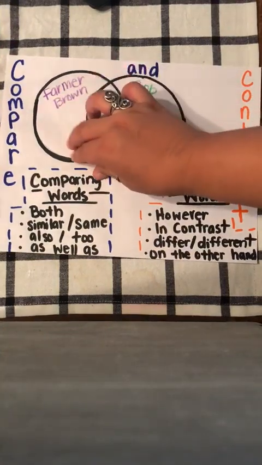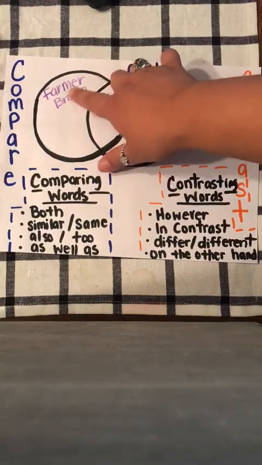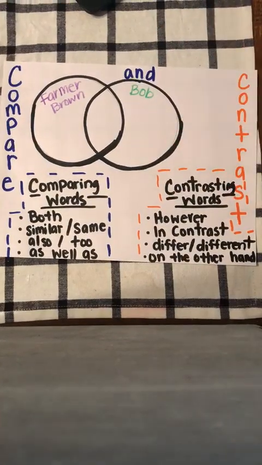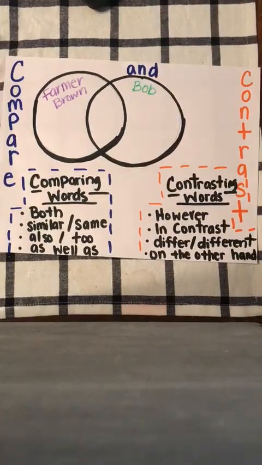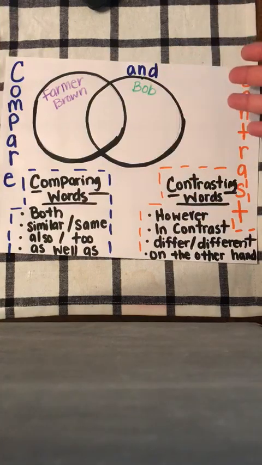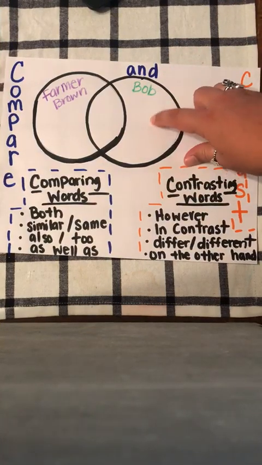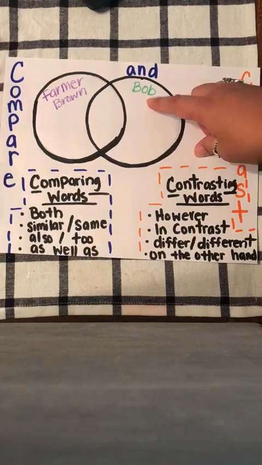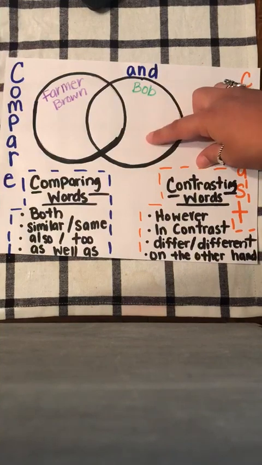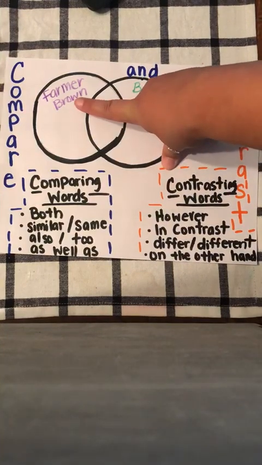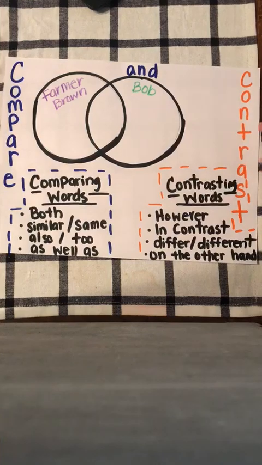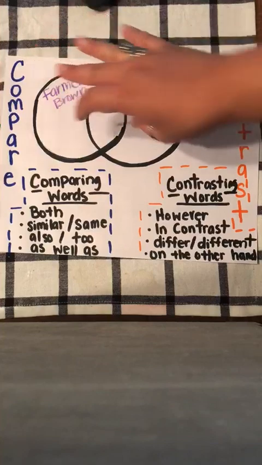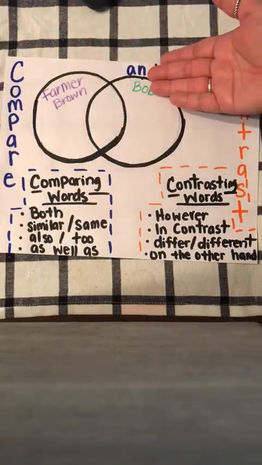So on this side of the circle, you would tell me everything about Farmer Brown. Maybe you would like to list how he looks, how he dresses. Maybe he has a different job than Bob. What does he exactly do? Same for this side. You would talk about Bob. What is Bob? What does Bob do? How does Bob dress? What does he look like? How is he different? Maybe Farmer Brown's really silly and maybe Bob is really serious. You would use these outside circles to tell me everything about Farmer Brown, everything about Bob.